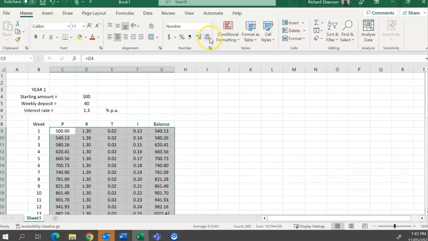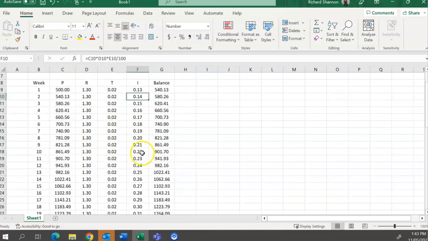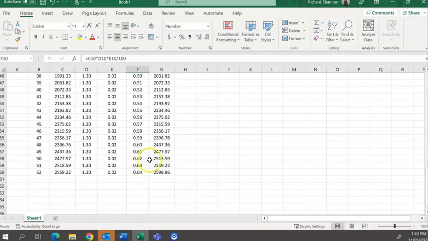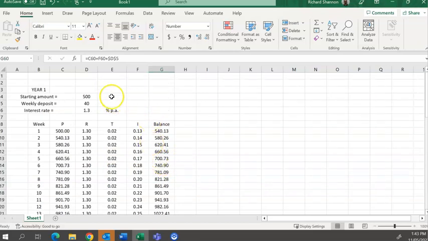Click on this little dot toggle here, and it just changes the decimal places. There we go. So I've got, yep, that's all good. It's just averaged out or rounded out to 2 decimal places, and that suits me. Okay, so it's about 2,600 at the end of the year. All right, that is the first year of this.